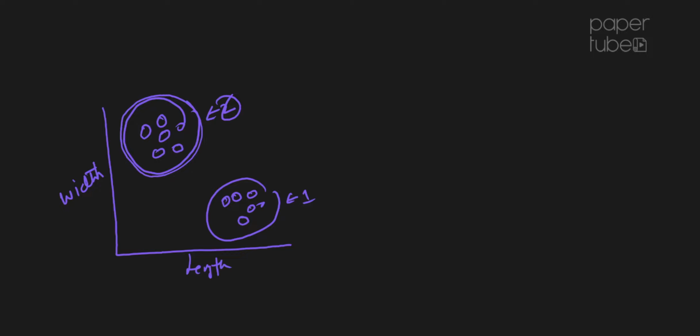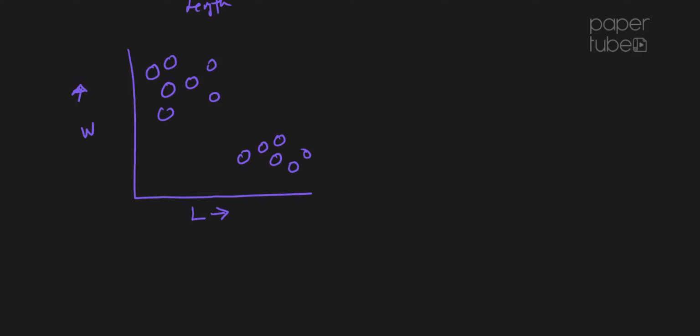For that, obviously you need very good quality data. So let's say you have length on the x-axis and width on the y-axis, and somehow we have a good number of data points. It looks like this on this plot. It's a two-dimensional plot. So how does the nearest neighbor algorithm work?